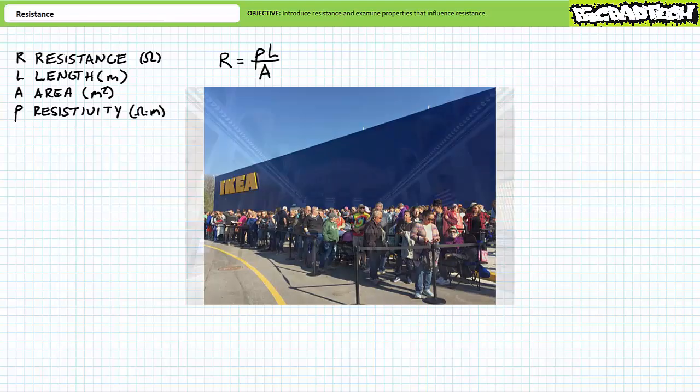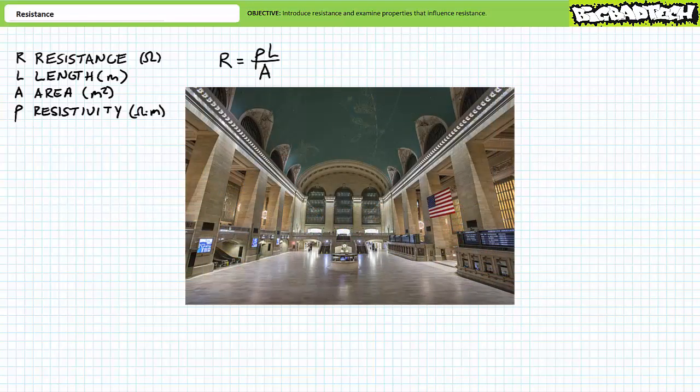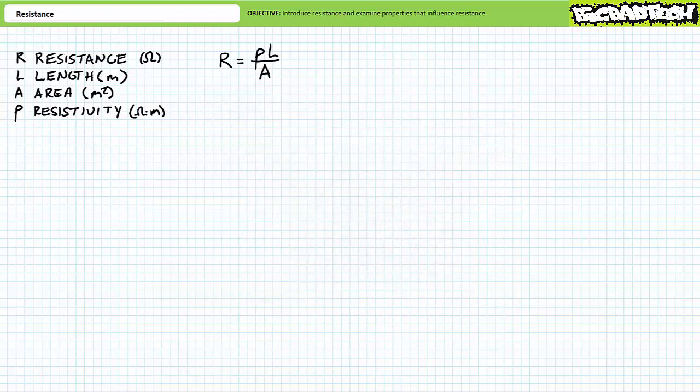What if we wanted to do the opposite and allow more flow? I'd probably do the opposite of everything I just did. If I wanted more flow through a passageway, I'd make the passageway as wide as possible, short as possible, and I'd make sure the path is as clean and well lit as a church parking lot on a Monday. If you think about it, the same type of properties influence resistance. The path length, the path width or cross-sectional area, and what that path is made out of.